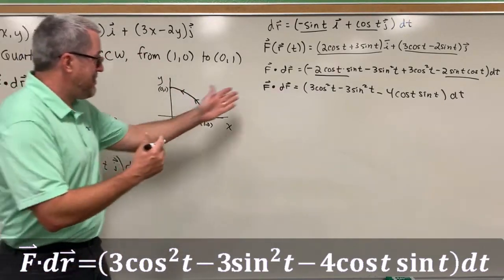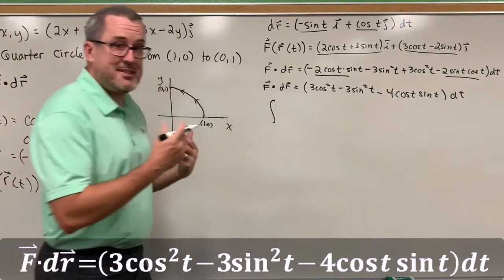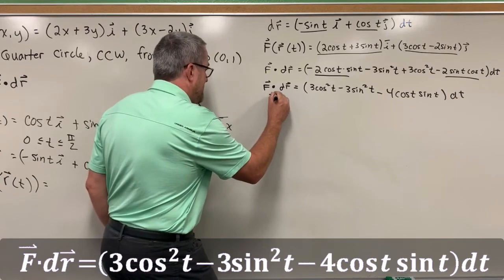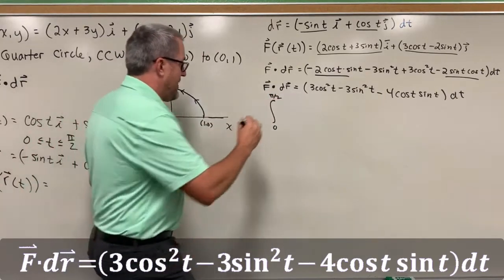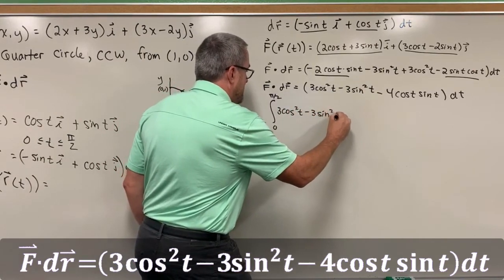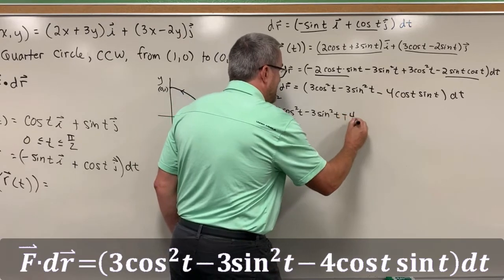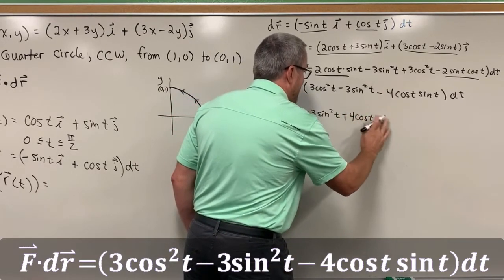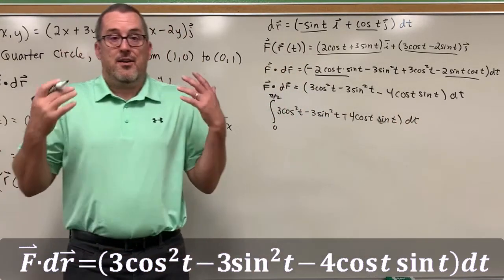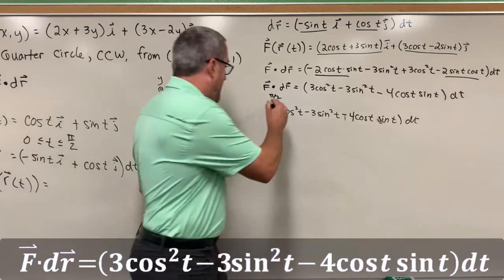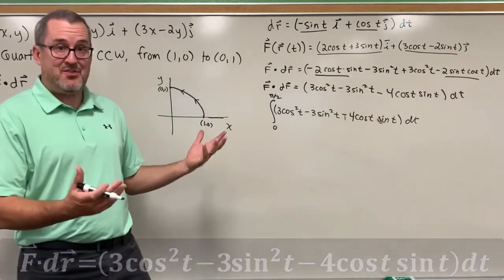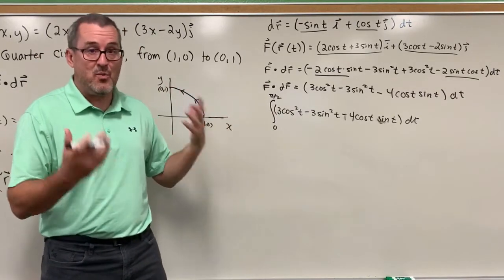So there it is. Now finally, the line integral. We now need to sum up all of those dot products across that parameterized curve. Remember, it's the quarter circle, so t just runs from 0 to pi over 2. So we'll integrate 3 cosine squared of t minus 3 sine squared of t minus 4 cosine of t sine of t. Now, the point of this video is not to work on our integration skills.